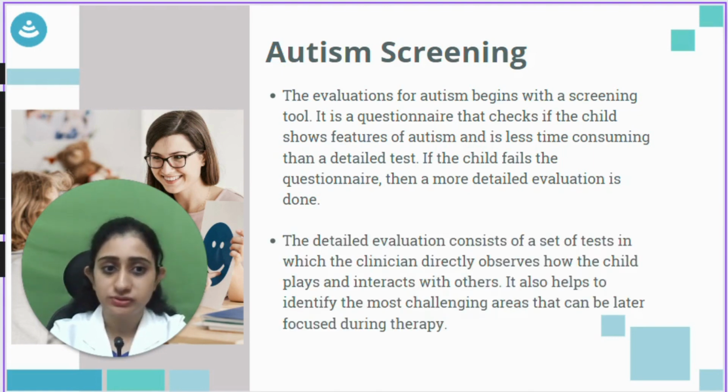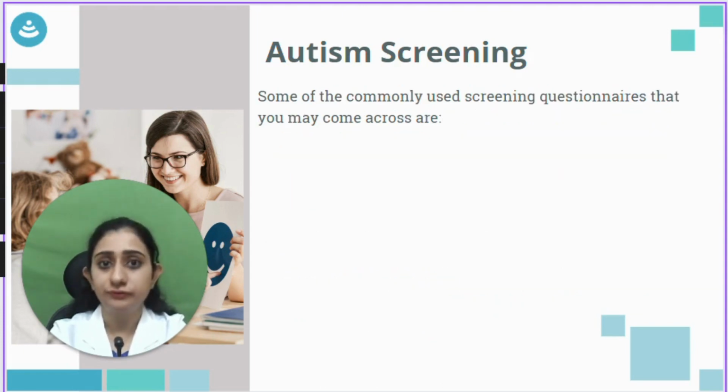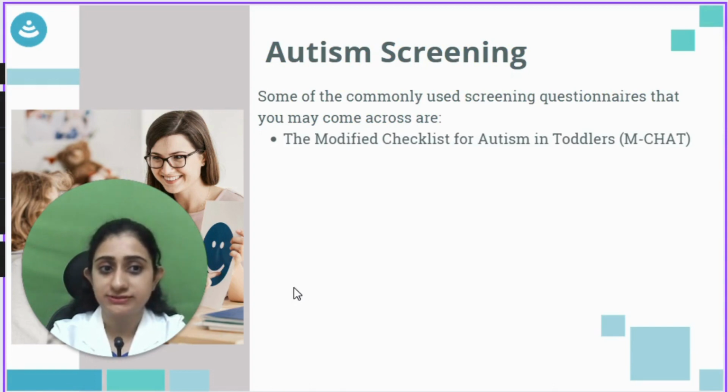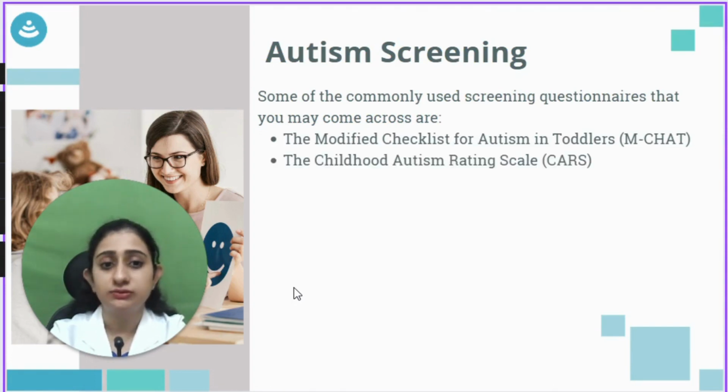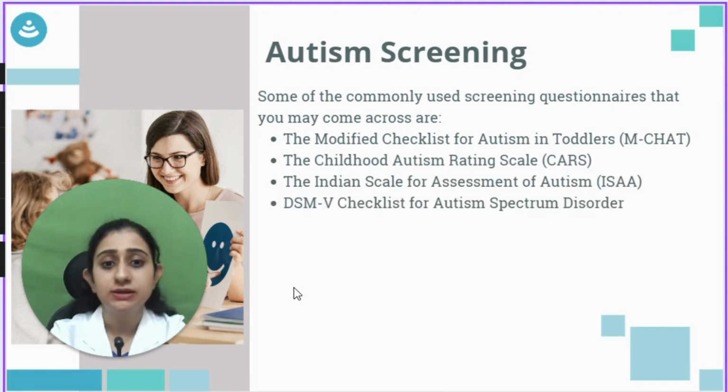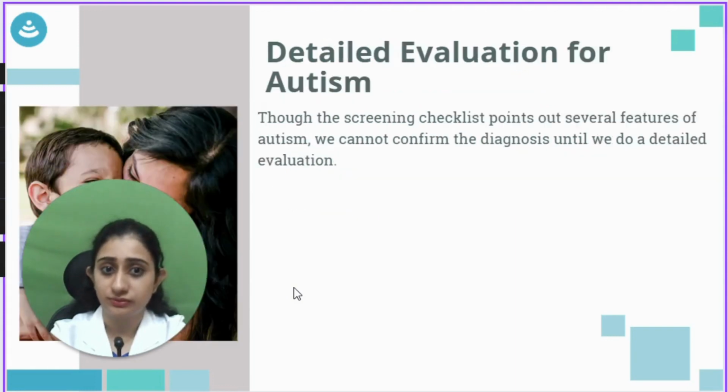The detailed evaluation consists of a set of tests in which the clinician directly observes how the child plays and interacts with others. It also helps to identify the most challenging areas that can be later focused on during therapy. Some of the commonly used screening questionnaires are the Modified Checklist for Autism in Toddlers, the M-CHAT, the Childhood Autism Rating Scale, CARS, the Indian Scale for Assessment of Autism, ISAA, and the DSM-5 Checklist for Autism Spectrum Disorder.